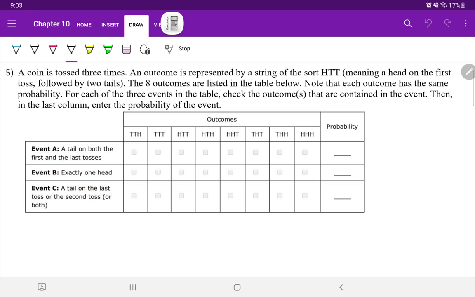Now, event A says a tail on both the first and last toss, which means the option must have a tails first and a tails last when I look at it. That is going to be the option of TTT, a tails first and a tails last, and the option of THT, tails first and tails last. The probability of having a tails on both the first and last toss is going to be 2 out of 8, and 2 eighths can be reduced to a fourth.